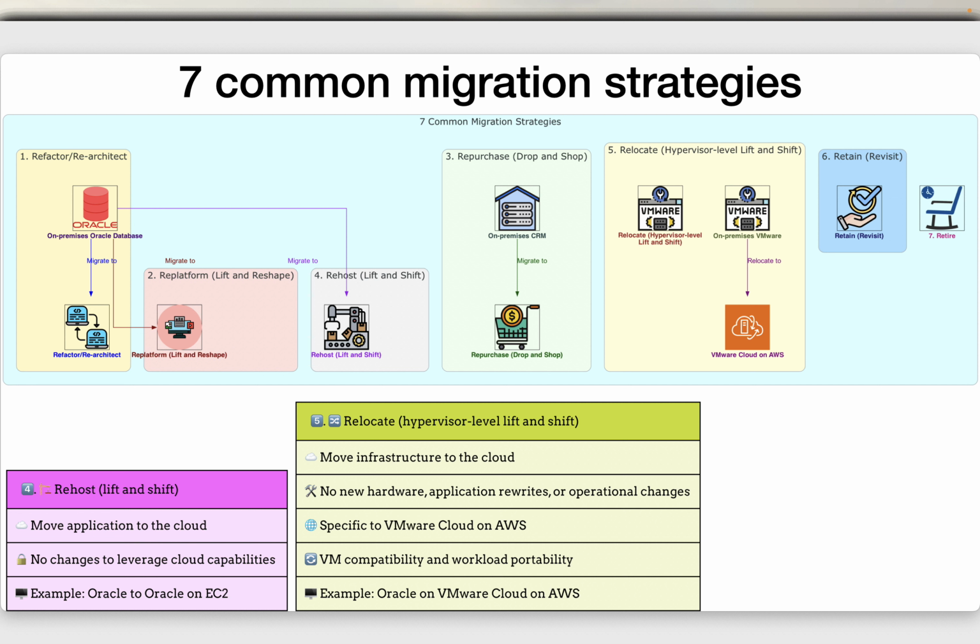So there is a specific service, VMware Cloud on AWS. So this one is talking about that particular service. So most companies they use VMware, so they can just go to the cloud and use the same VMware on cloud.